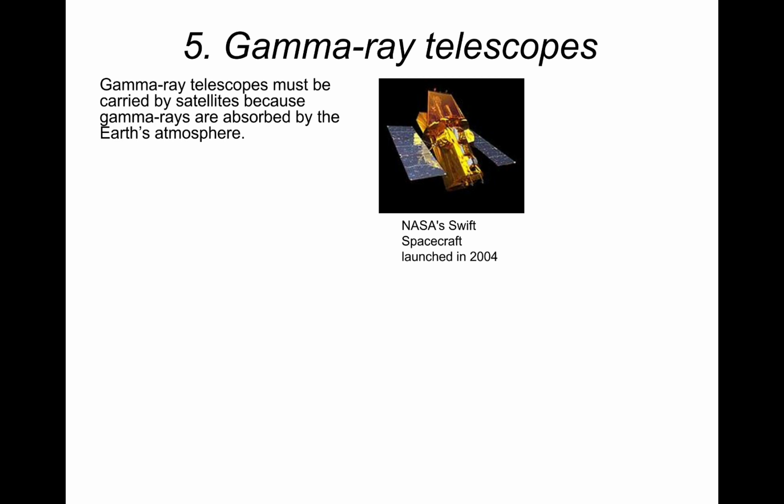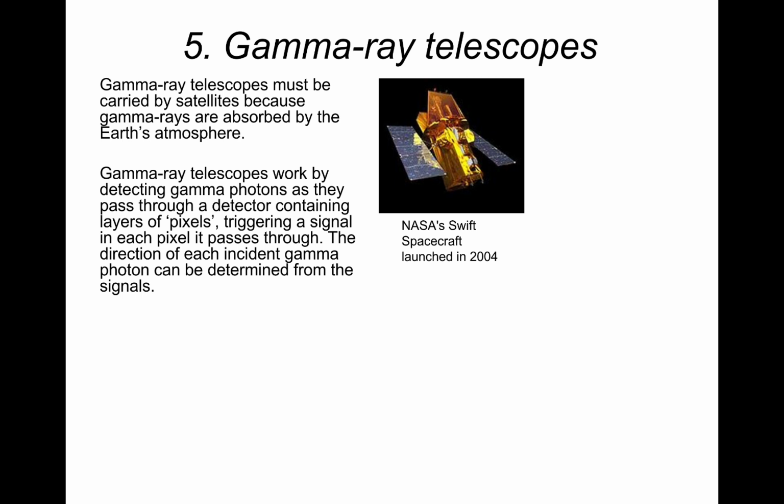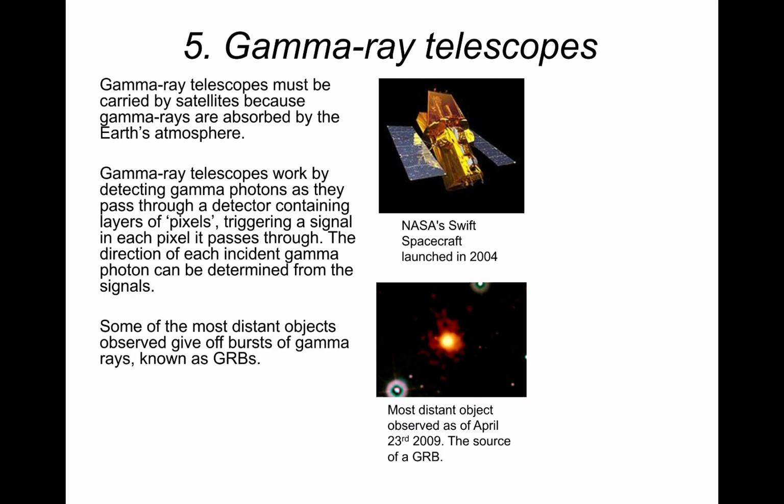Next one, gamma ray telescopes. This must be carried by satellites because again, gamma rays are absorbed by the Earth's atmosphere. So we had UV, X-ray and gamma, which must be telescopes that we put in space. So gamma ray telescopes work by detecting gamma photons as they pass through a detector containing layers of pixels, triggering a signal in each pixel it passes through. The direction of each incident gamma photon can be determined from the signals.